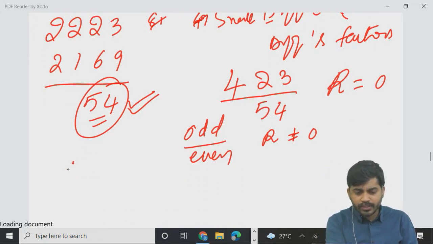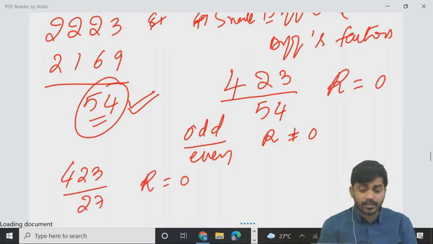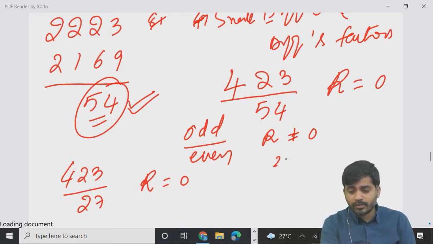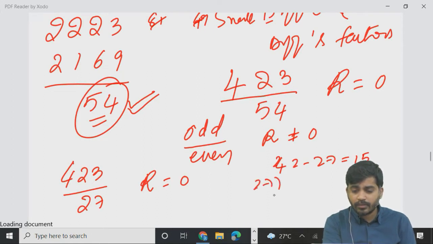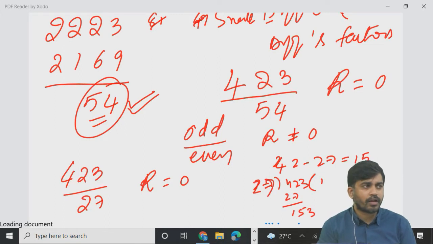Again check this. 423 when it is divided by 27, remainder 0, right? Check this. 27 ones are 27, so 42 minus 27 is 15. 15 means... basic method. 153. What about 27? 27 sixes are how much?